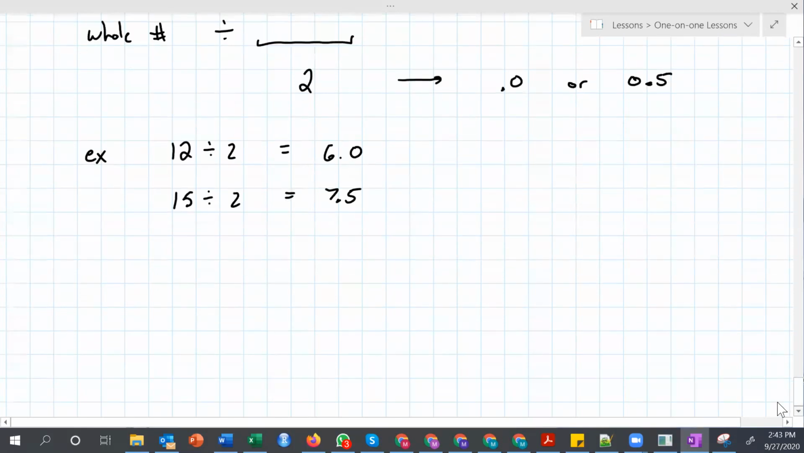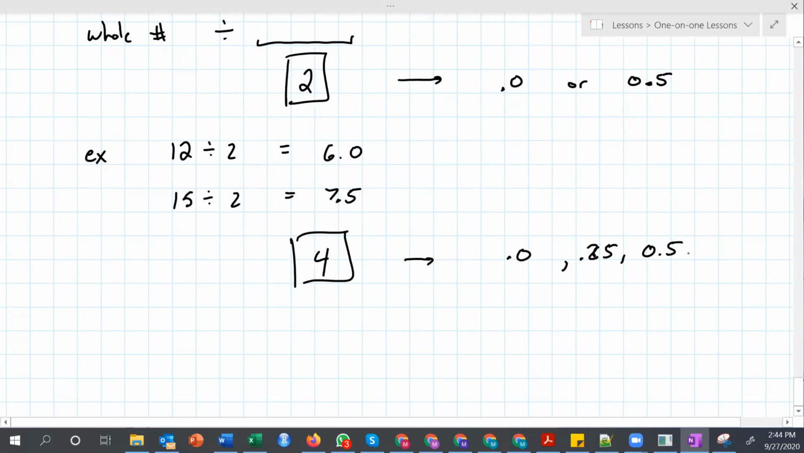Yeah. 4 is a really nice one to divide by. So let me box these in, that might be helpful. So 4 can lead to 0.0, 0.25, 0.5, and 0.75. Still nice, okay? For example, 5 divided by 4 is 1.25. 6 divided by 4 is 1.5. 7 divided by 4 is 1.75.